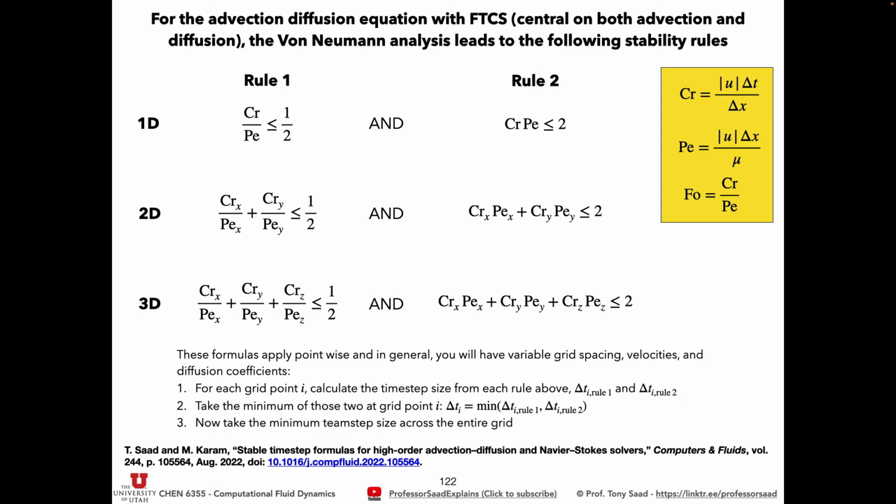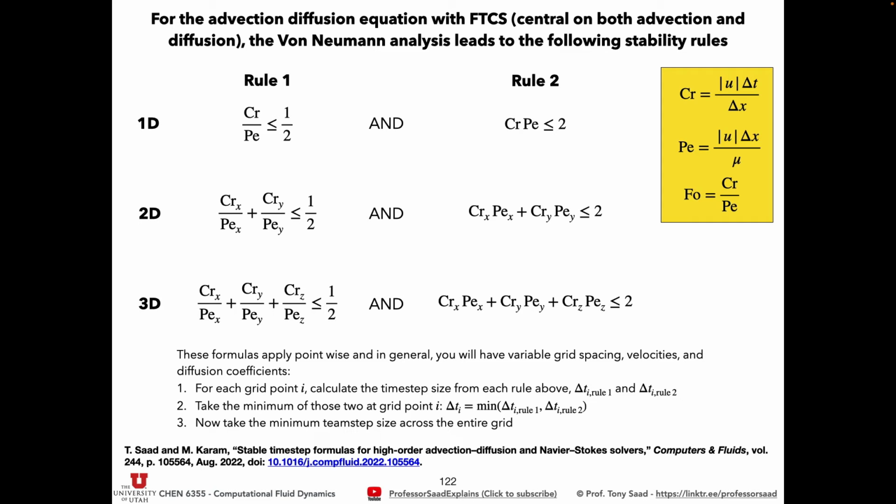Then you take the minimum of those 2 delta t's. Remember, we're going to pick the worst case scenario, and we're going to take the most conservative delta t. So you take those 2 delta t's at each grid point, and you take their minimum. So now you have a small delta t at each grid point over the entire grid, and then you take the smallest delta t over the entire grid. That's how you apply this.